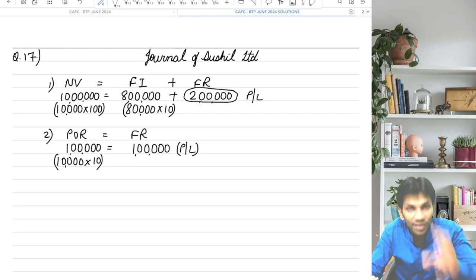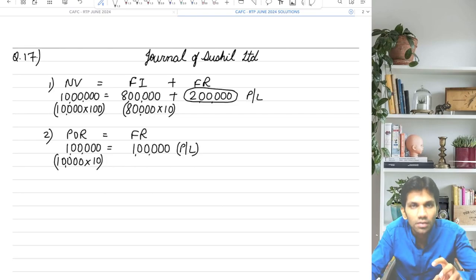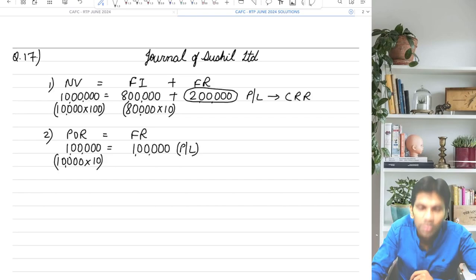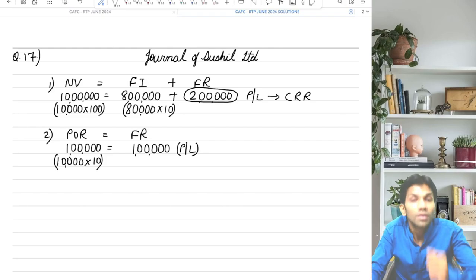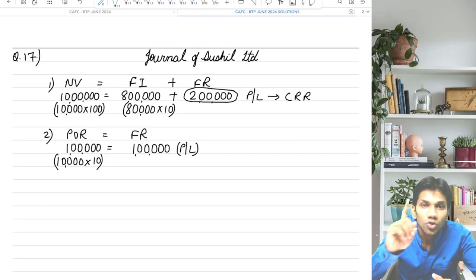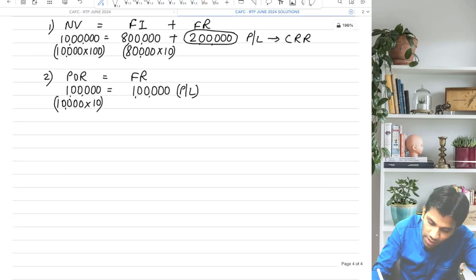The amount of free reserves which you are utilizing to redeem the face value of preference shares should be transferred to CRR. Make a note of it. The amount of reserves which you are utilizing to redeem the face value of preference shares should be transferred to CRR. Now the equation is ready.